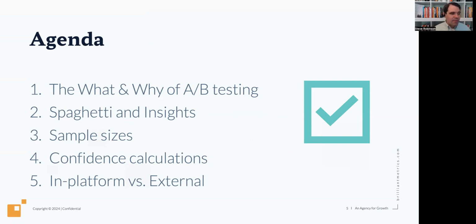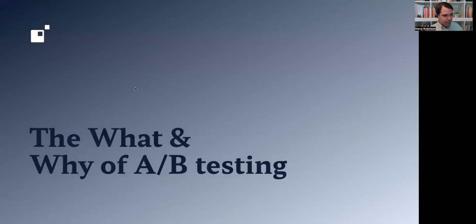The agenda: we're going to talk through the what and the why of A/B testing. We'll talk about the two core types of tests. We call them spaghetti and insight tests. Talk a little bit about sample sizes and what to look for there. Confidence calculations to know whether or not your test was a fluke. And then finally, a little bit about where you run your test, in platform versus looking at that data externally.